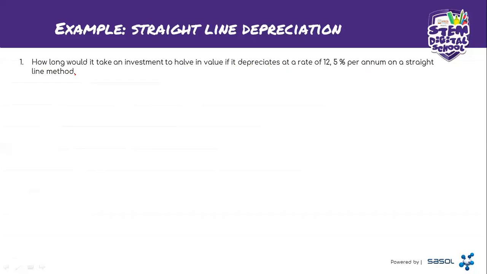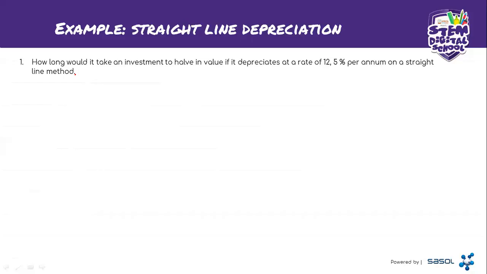Now, what do we need from the question? It says how long. So meaning we're in need of n, right? But the problem is now the value of A and the value of P. Now, since we are dealing with depreciation, we are dealing with items that lose value after a certain time.